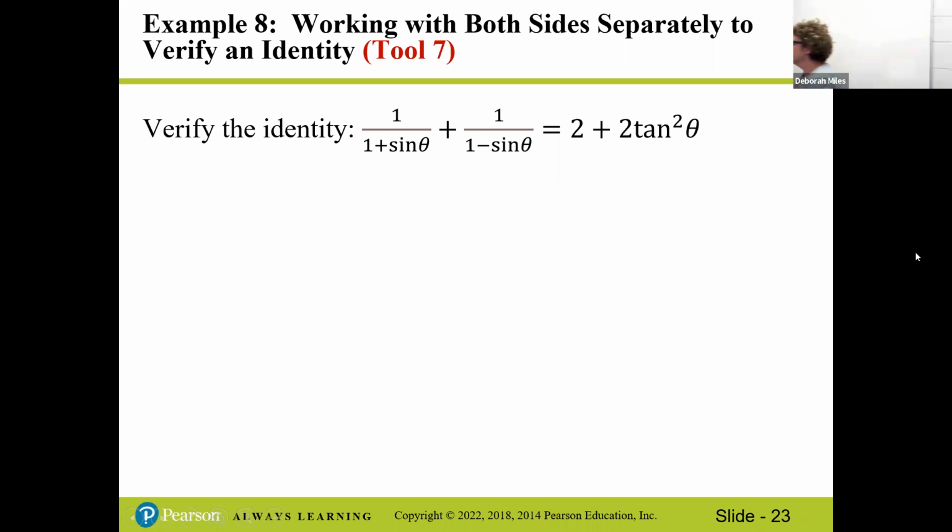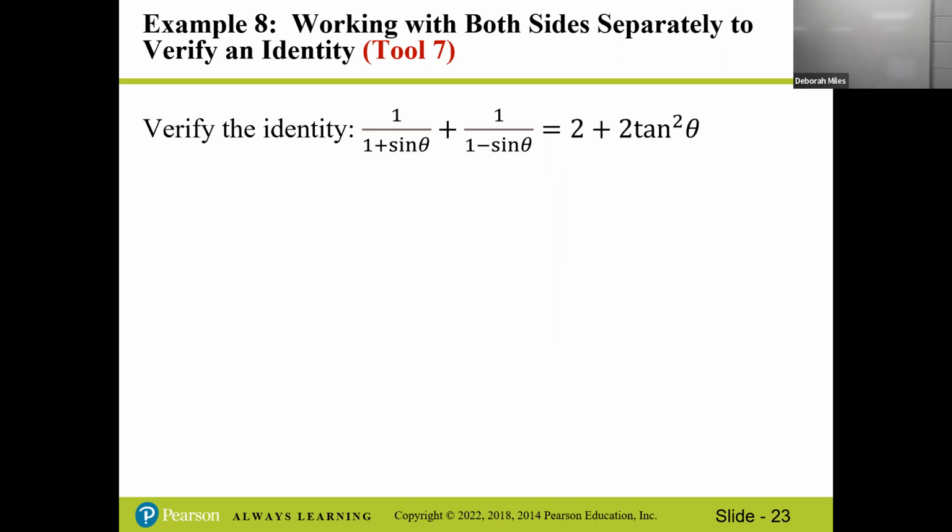All right. Okay. We are up to example 8 in the notes and tool number 7. I think this may be the last tool. I'm not sure. This is definitely the tool of last resort. Sometimes you start working on the side that you think looks most complicated, which is what we've usually done. And we work and we work and we work, and we just can't figure out how to get it to be the other side. Absolutely cannot figure it out.